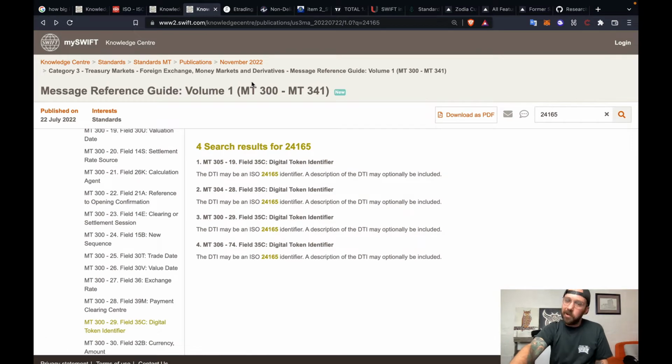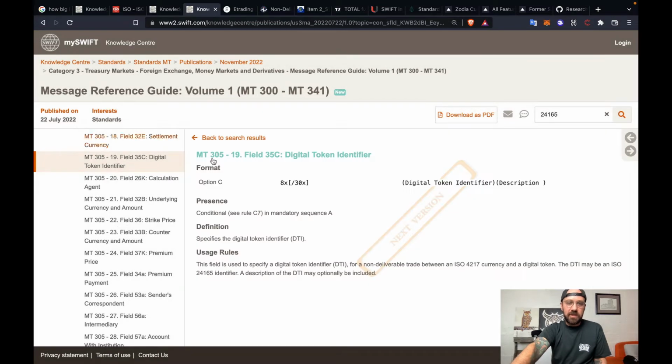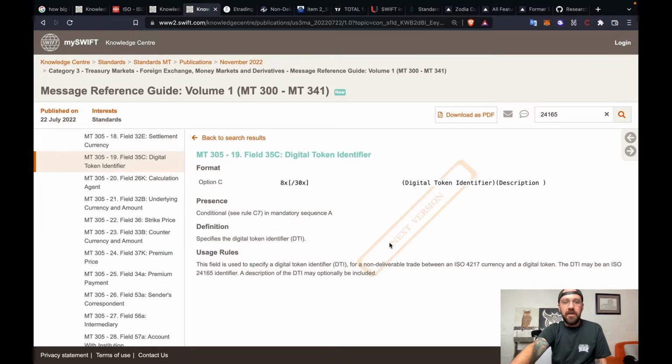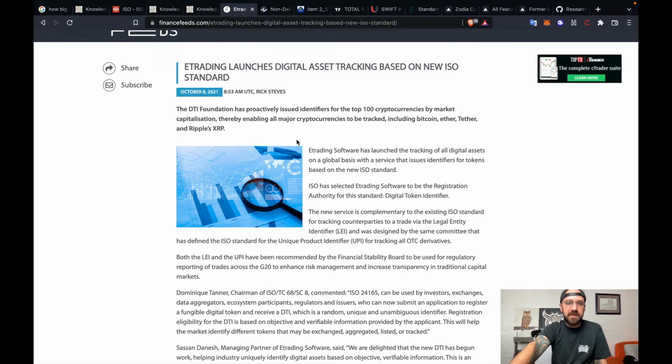So, along with that, and I know this is a little bit heavy, so bear with me, July 22nd, they're publishing along these MT 300, 304, 305, 306 for foreign exchange. They're tying in digital token identifiers for a non-deliverable trade, which we already talked about, between a national fiat currency and a digital token. This digital token identifier may be an ISO 24165 identifier. What is an ISO 24165 identifier? Well, we just saw DTI.